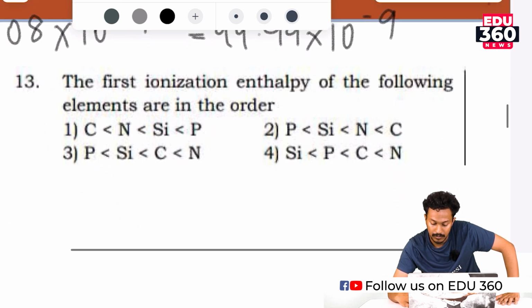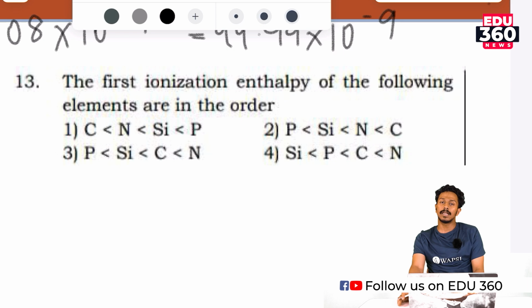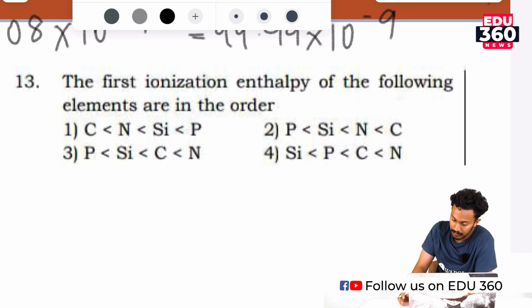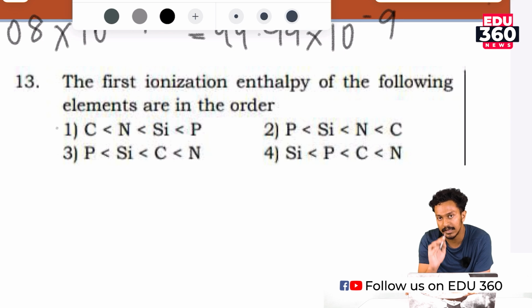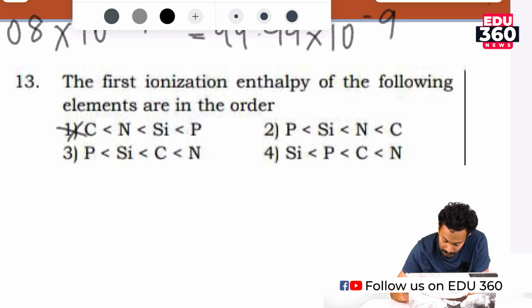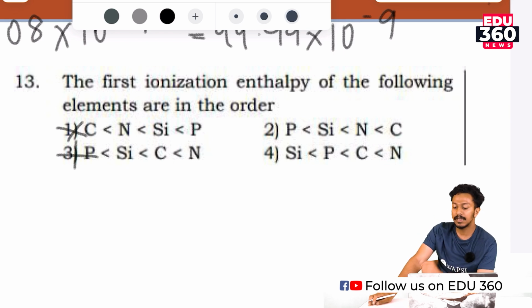So the next question is, the first ionization enthalpy of the following elements are in the order. We do know that the ionization enthalpy increases from left to right in a periodic table and decreases from top to bottom. So here there are 4 elements: carbon, nitrogen, silicon and phosphorus. Here ionization enthalpy increases from carbon to nitrogen. So carbon will be the highest one. We could cancel out option 1 and option 3.